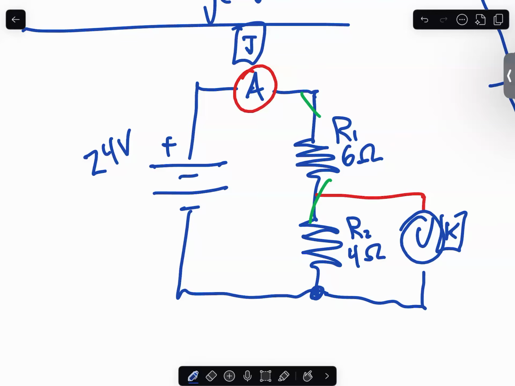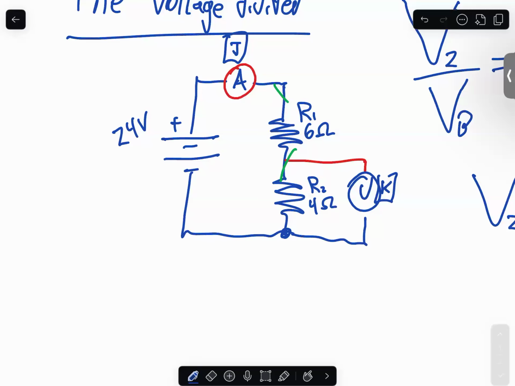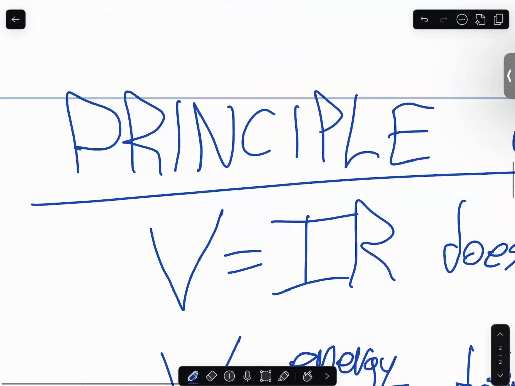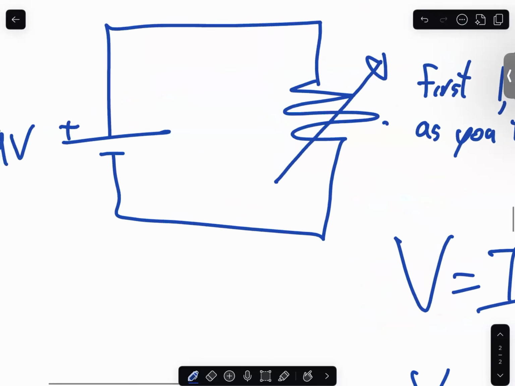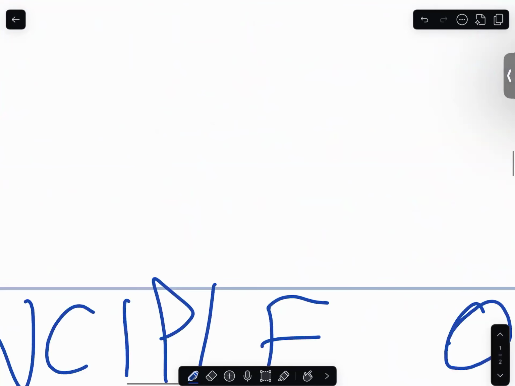Okay, so the correct answer from what I just said is: if I change the resistance, the voltage across that resistor might change. But the principle that we said before is true when you've got one resistor. If we're talking about the total resistance and the total battery, one simple circuit, changing the resistance doesn't change the battery. What about current in this circuit?